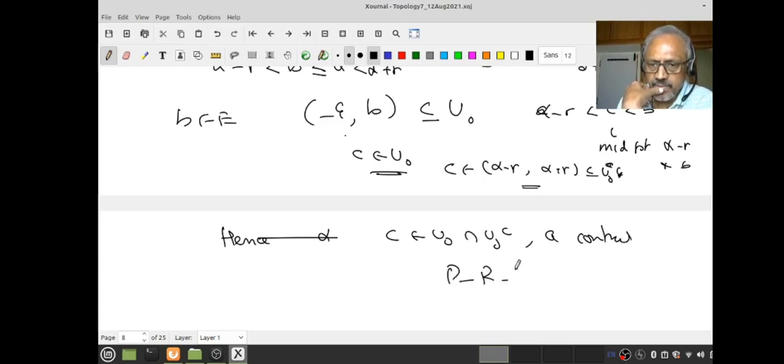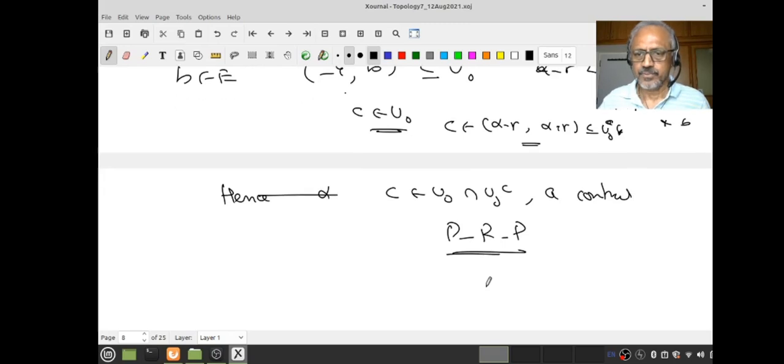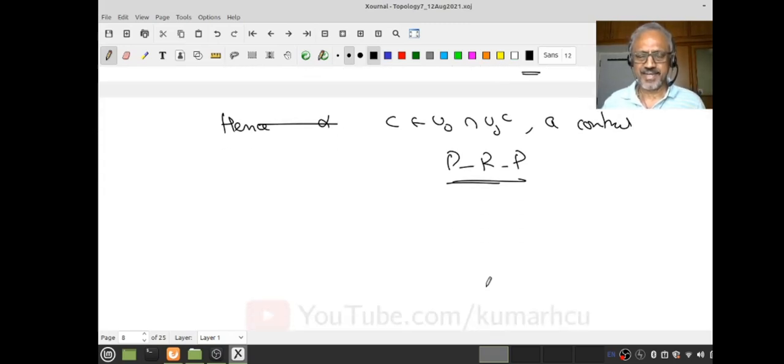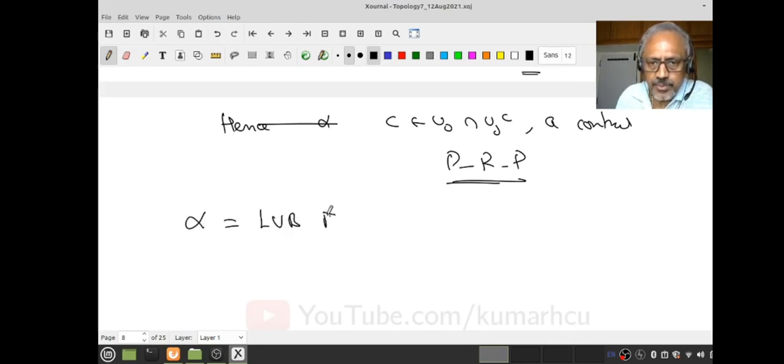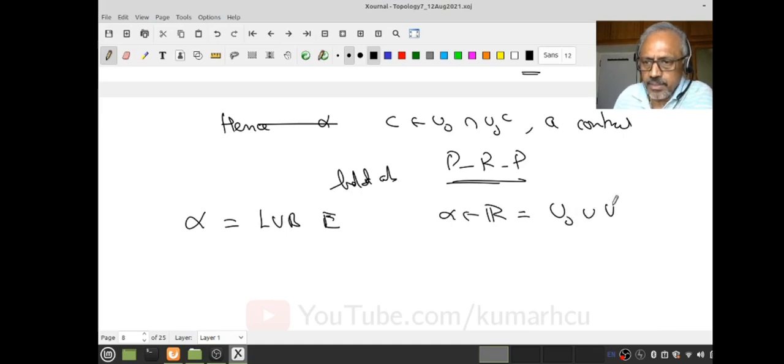So pause, review, proceed. If you are not very conversant with the least upper bound, etc., you'll have problems. That's why I keep saying learn those things thoroughly. Now, why does this contradiction arise? If alpha, which is LUB of E, I am assuming E is bounded above, and therefore has an LUB alpha. Therefore, alpha must be in R. Therefore, it must be either in u naught or in u naught complement, and exactly one of them. If it is in u naught, there is a contradiction. If it is in u naught complement, there is also a contradiction. So, what do I conclude then? Therefore, I conclude E is not bounded above.